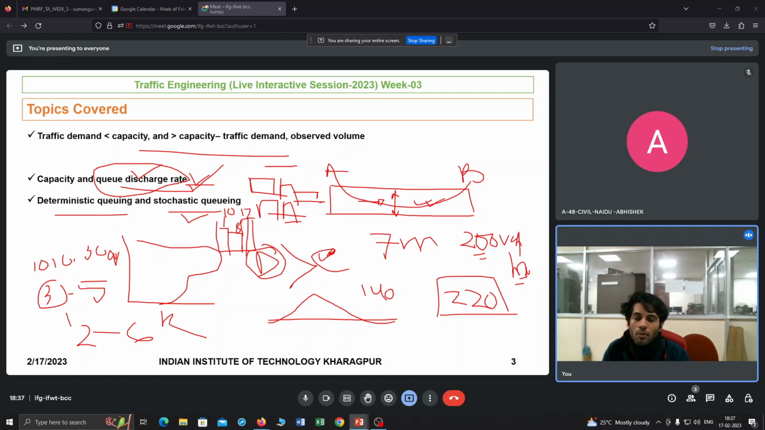So why do we use deterministic queuing? Although it is not replicating the process, it helps us approximate some of the things so that we can do other processes rather quickly, because stochastic is a very complicated process and sometimes challenging also, right? So now we have just finished a refresher of week 3, whatever has been covered in the actual traffic engineering NPTEL course.